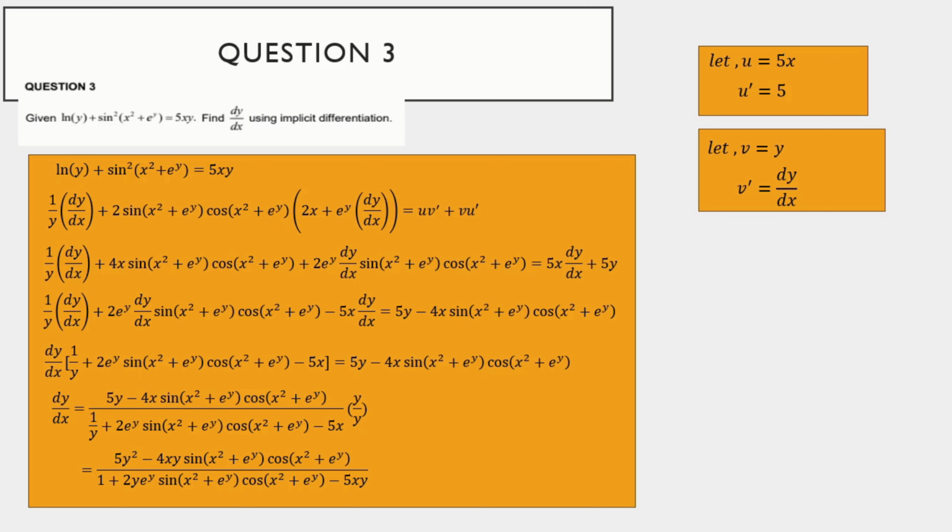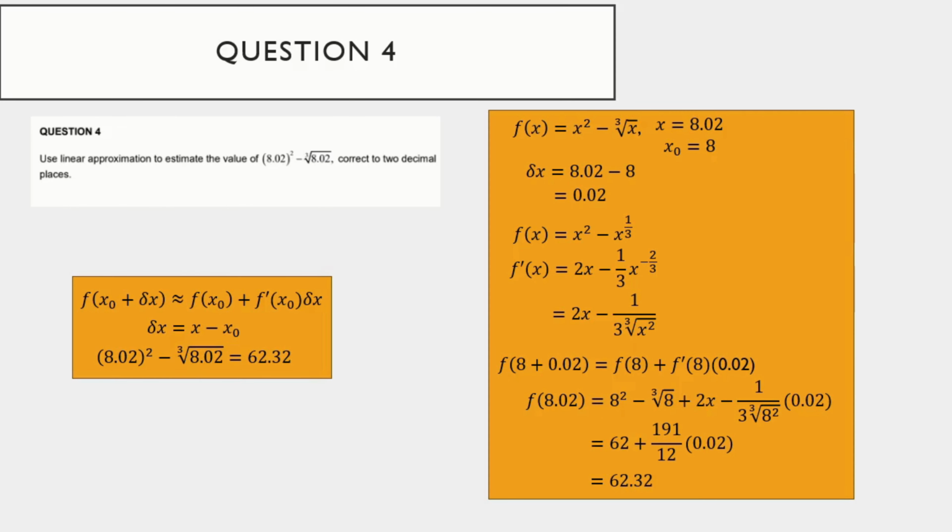But if you want to make the denominator without the fraction, we need to times it by y over y. That means 1. So if we times y over y, it will become 5y squared minus 4xy sine x squared plus e power of y cos x squared plus e power of y, divided by 1 plus 2ye power of y sine x squared plus e power of y cos x squared plus e power of y minus 5xy. Okay, that's it for question 3.